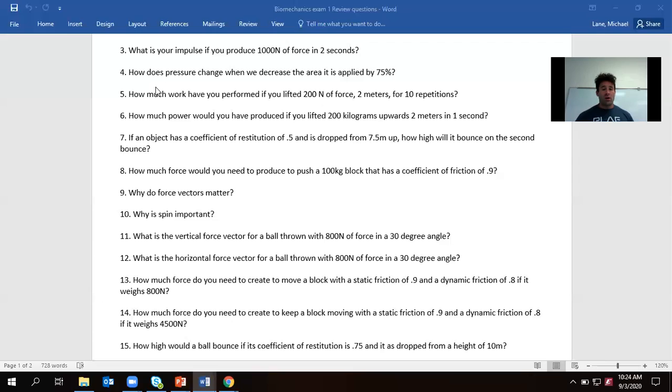Otherwise, yeah, guys, your study guide is really true to form of what you're going to find on the exam. So if you understand all these questions in a theoretical sense, meaning you understand the formulas you use and how you apply them, so the numbers can change, but you know how to set it up anyways, you're going to do fine.